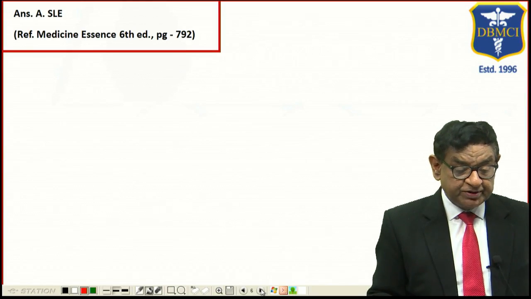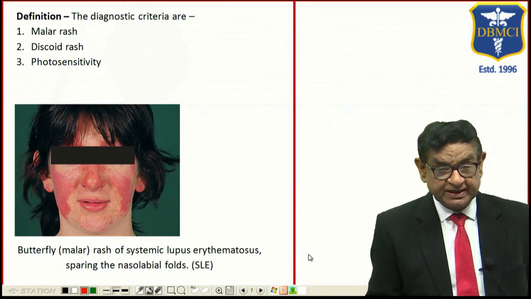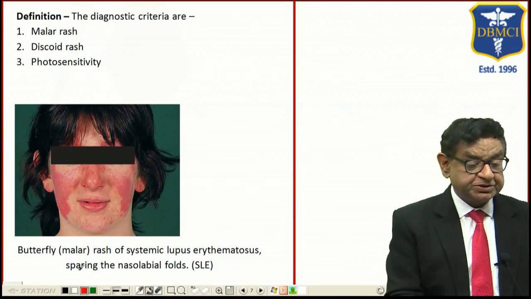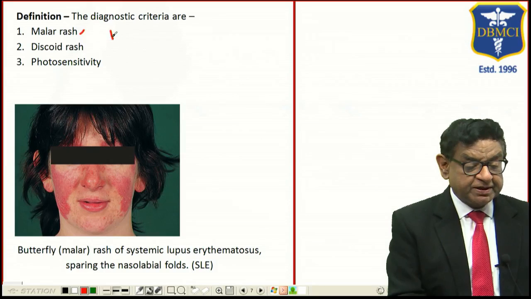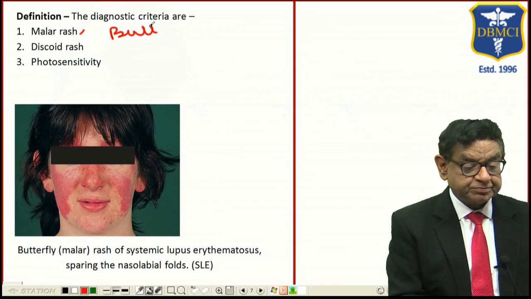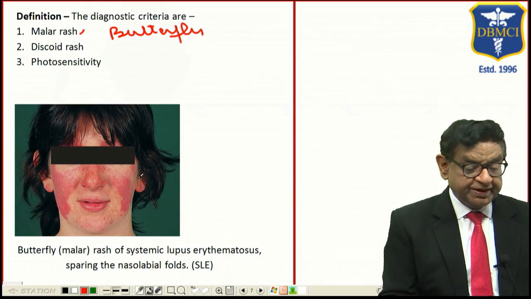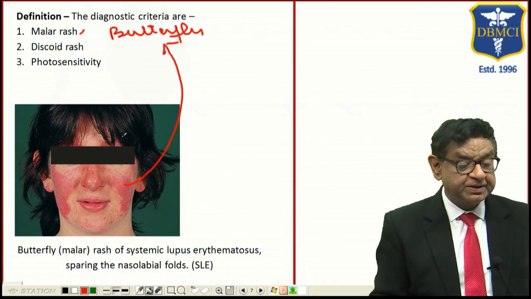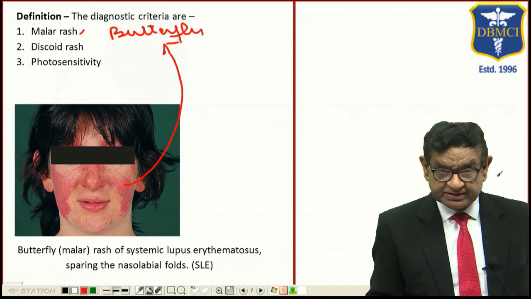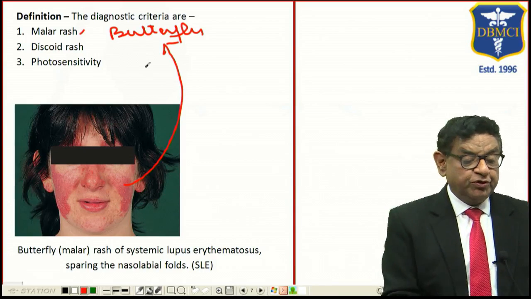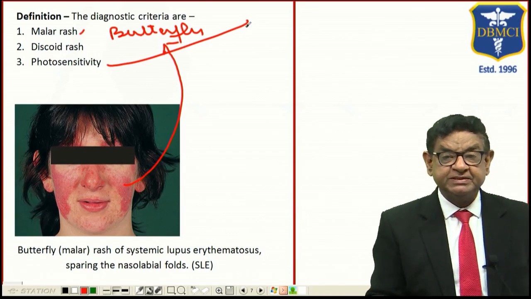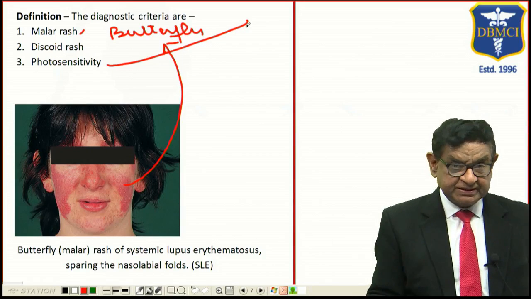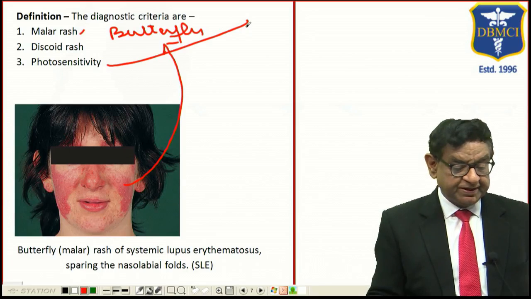Well, let us see how we diagnose a case of SLE. The diagnostic criteria of SLE: malar rash, which is a type of butterfly rash. Over the face, you can see it's a beautiful butterfly rash. Discoid rash is seen on the arms. Photosensitivity, that means the patient says, when I go into sunlight, my problem increases. That's the basic idea of photosensitivity.